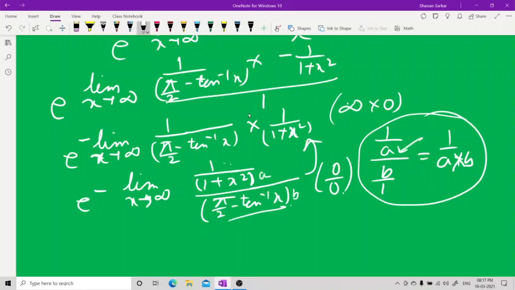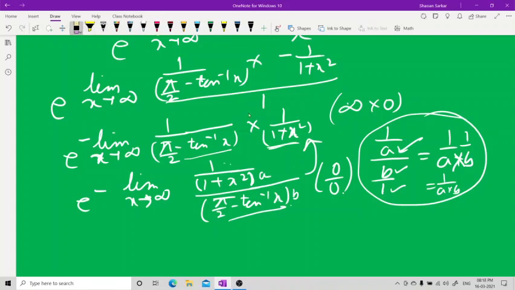So 1 upon a, 1 upon b can be written as 1 upon b by 1, and that is nothing but 1 upon a into 1 upon b. That is nothing but 1 upon a into b. That is what it is. This is your b and this is your a. This has been written like this.